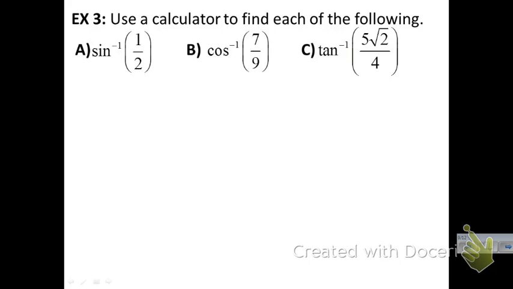So in our calculators, you have to do the inverse of sine. To do that, if using the TI-84s that we use in class, you would go second sine and then type in 1 divided by 2, and that will give you 30 degrees. When we do cosine, we take second cosine, or the inverse of cosine, and take 7 divided by 9. That will give you 38.9 degrees. And then for tangent, you'll just type in second tangent, or the inverse of tangent, 5 square root of 2. Make sure you arrow out or close the parenthesis. If it starts with a parenthesis there, you got to make sure you close it. And divide by 4, and you get 60.5 degrees.